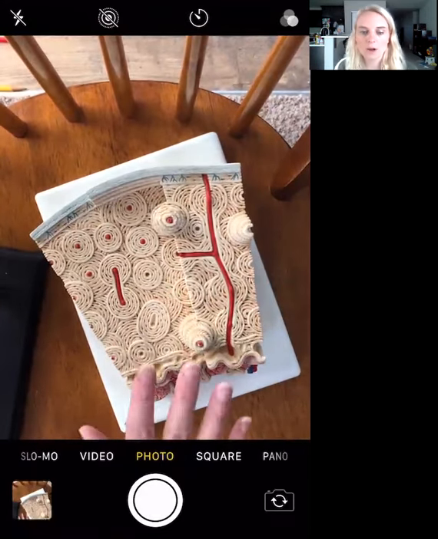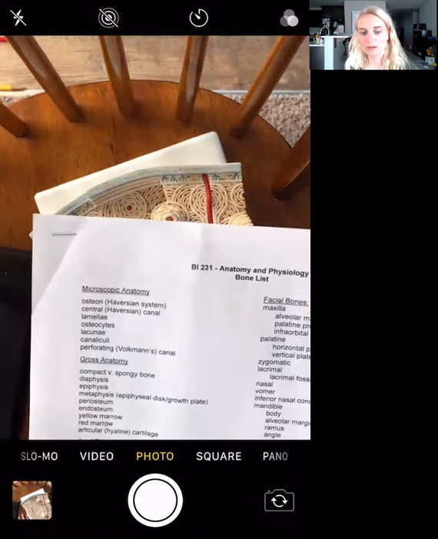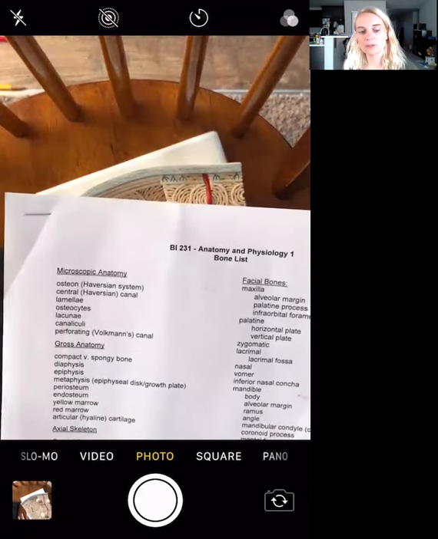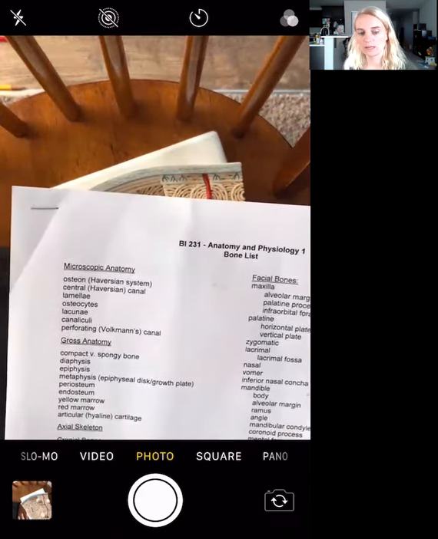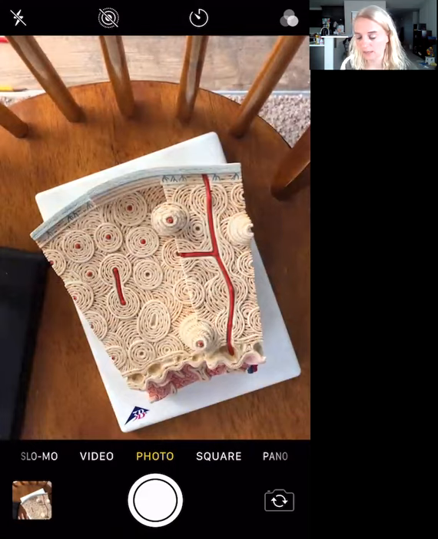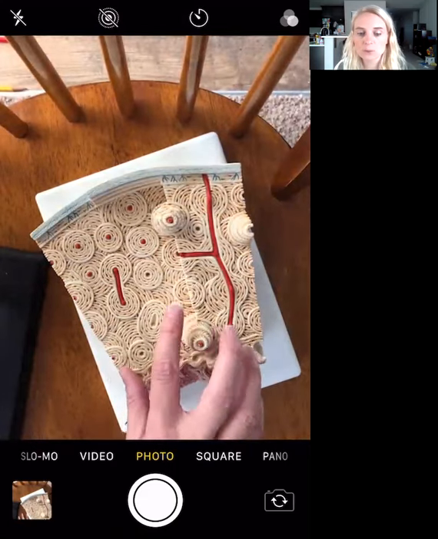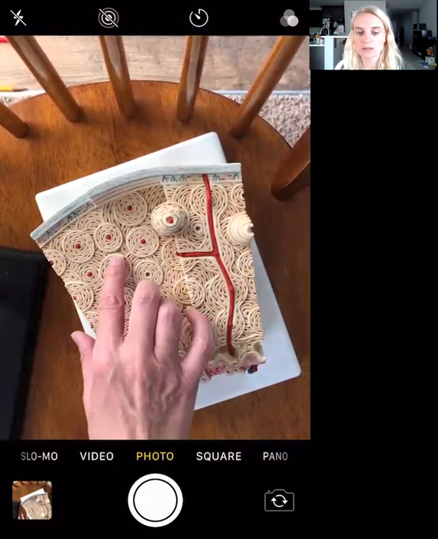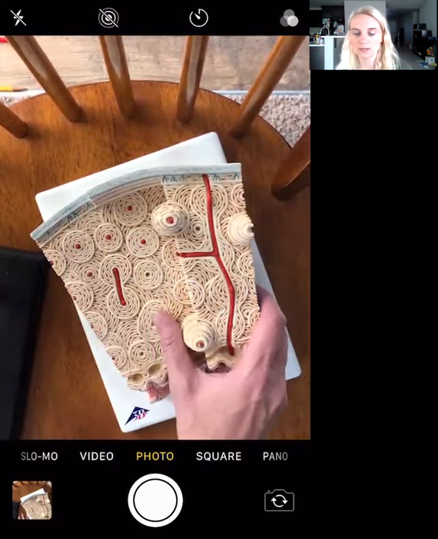Okay, so on our list, I'm just again going to do this first microscopic anatomy. We have osteon, central canal, lamellae, osteocytes, lacuna, canaliculi, and perforating canal. Those are the things I'm going to identify here on our model. So the first one is an osteon. Each one of these circular structures here, seen from the top, is an osteon.